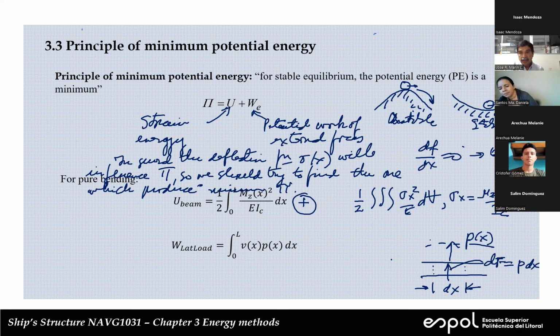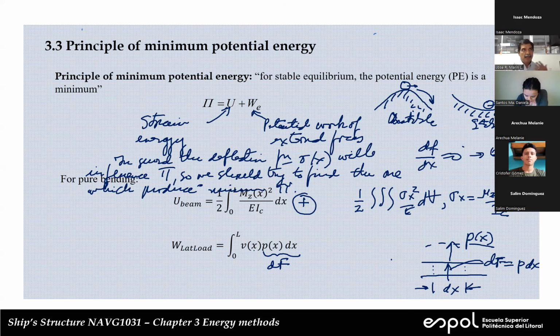Now, since you apply this force, it has the potential to be displaced. How much? V of x. So this is the force, okay? And this is the probable displacement that this force can take, okay? So remember, this is not work, this is the potential work. And in this case, you recognize there is no 1/2 in front of this expression, okay?